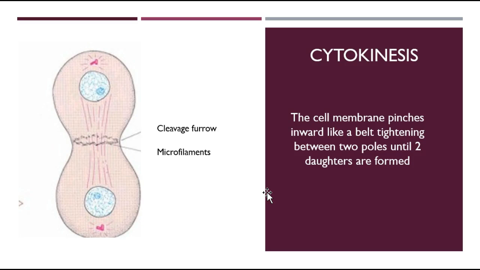Now, this is the last part of cell division. When there is a cleavage furrow and also microfilaments, cytokinesis begins. The cell membrane will pinch inward like a belt, tightening between the 2 poles until the 2 daughter cells are formed.